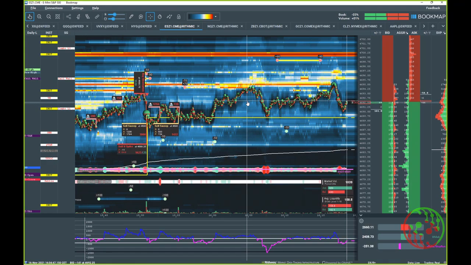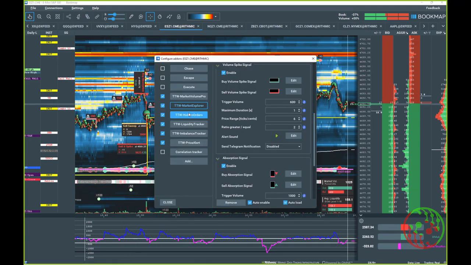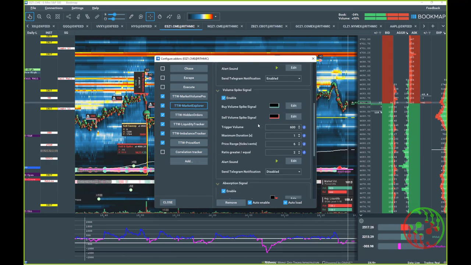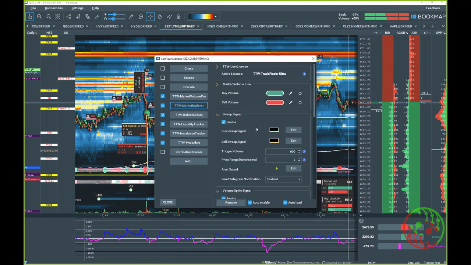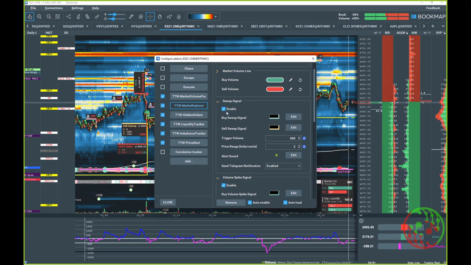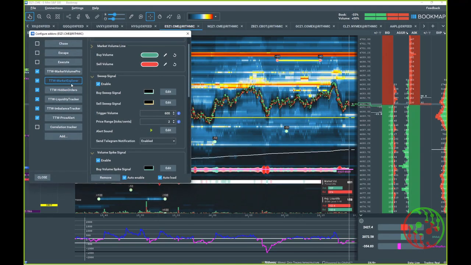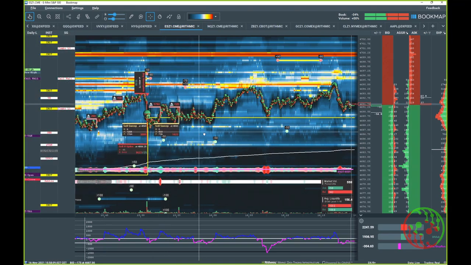Chiara, what do I need to install to see the sweeps? It's a part of the Trade Finder, so in case you have the Trade Finder, you don't need anything. It's built into the software, so we are not analyzing sweeps based on MBO data. If you check the Market Explorer, you can set the size you want to see. I set my size to 600. That means every sweep with at least 600 contracts or more will be displayed on the chart, because I'm just interested in the big ones.